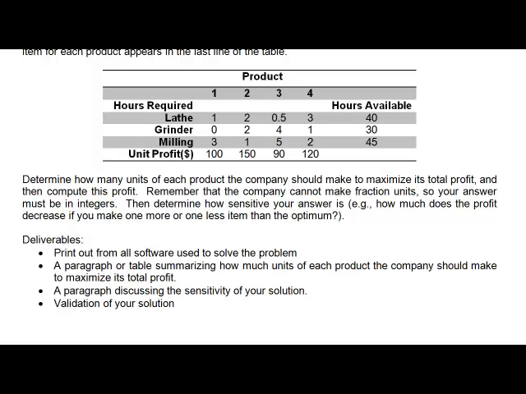I want you to write one paragraph or put together one table summarizing how many units the company should make of each product to maximize the total profit. Part of being an engineer is not just getting the computer to spit out the data, but being able to explain what it means to someone else, maybe someone in management. Also write a paragraph discussing the sensitivity of your solution. Okay, how much does the profit decrease if you make one more or one less item than the optimum?